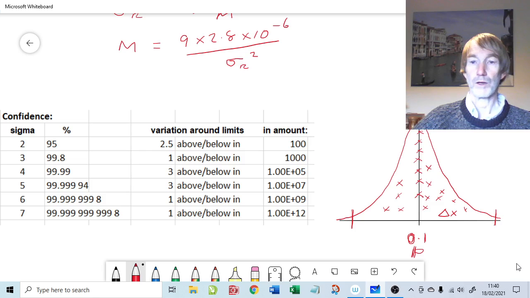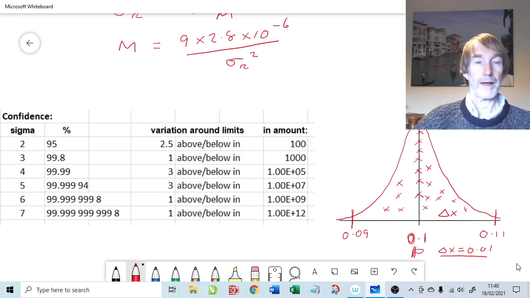So we know we can come all the way up to 0.11 and all the way down to 0.09 and still be within the specification. So we know that what I've called delta x there is equal to 0.01. We can be that value above and below the mean value and still be within specification.